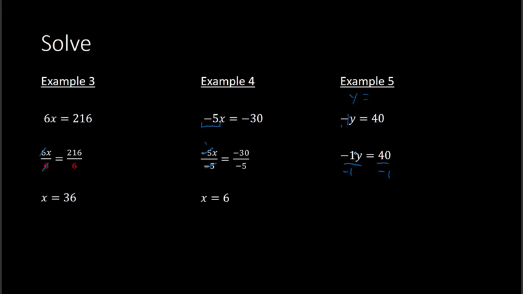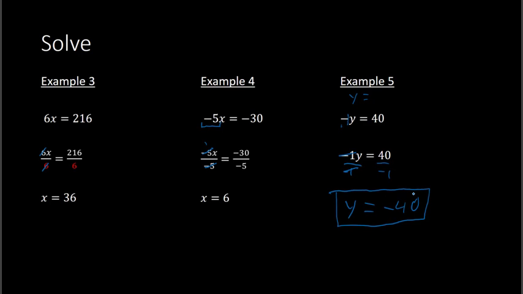When I do that, the negative 1's cancel, giving me a positive 1. So we have 1y, or just y, on the left side. And on the right side, we have 40 divided by negative 1, which is negative 40. So my solution is y equals negative 40.